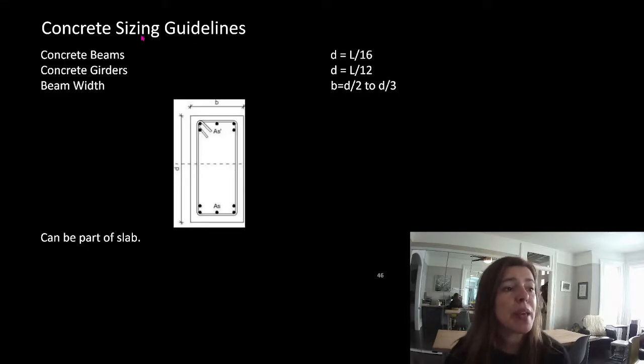Okay, our concrete beams. So again, everything in bending is a beam. Even our slabs are beams, if you wanted to think of it that way. Our metal deck is a beam. They're all beams. We just give them special names.